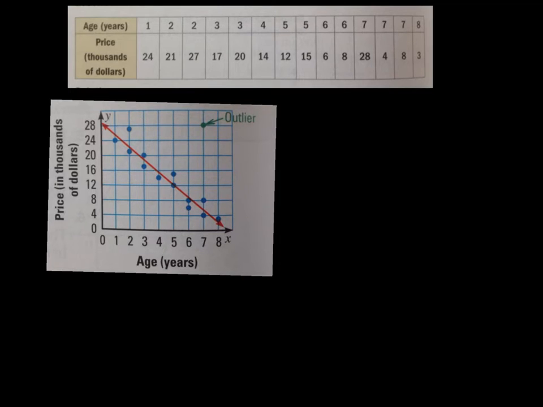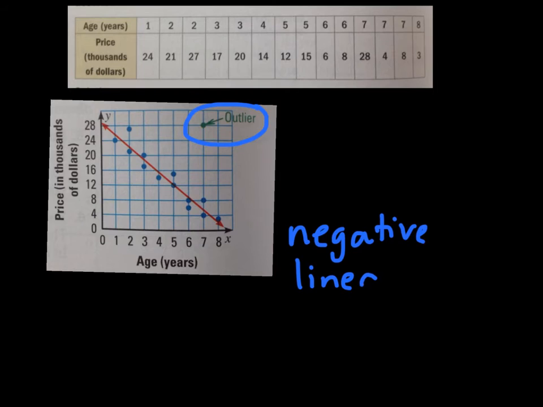Then let's identify our outlier. You see this point way out here? $7,000 and $28,000. That doesn't fit the rest of the data. Finally, we're going to describe our relationship as a negative linear relationship. As x increases, y decreases, or as the age of the car increases, its value decreases.